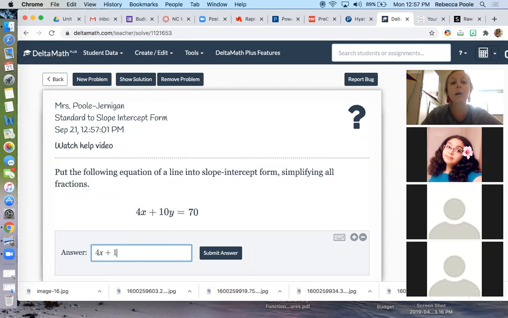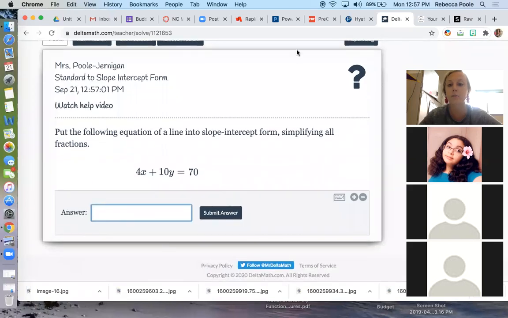So you got to put it in slope-intercept form. Somebody tell me what slope-intercept form solves for. Y equals. There we go. So you should have solved this for y. So if I cover up this term just for right now, I'll undo it in a minute. What do I need to move? 4x. So did you guys subtract the 4x? Okay.